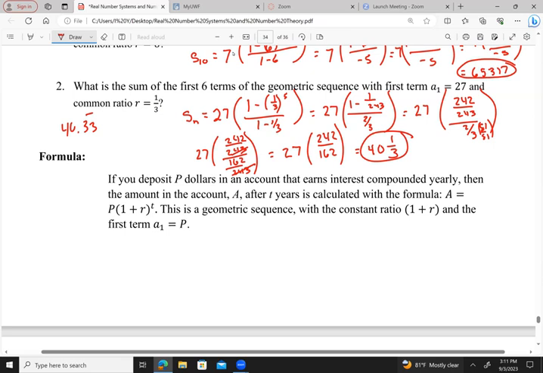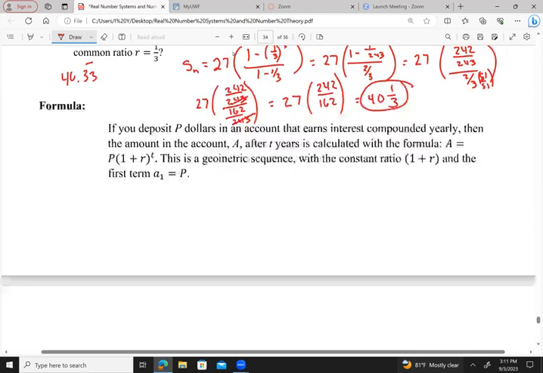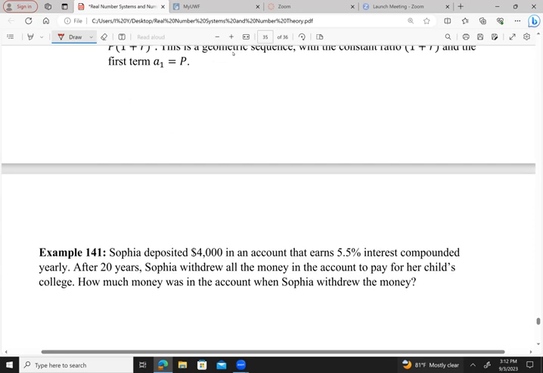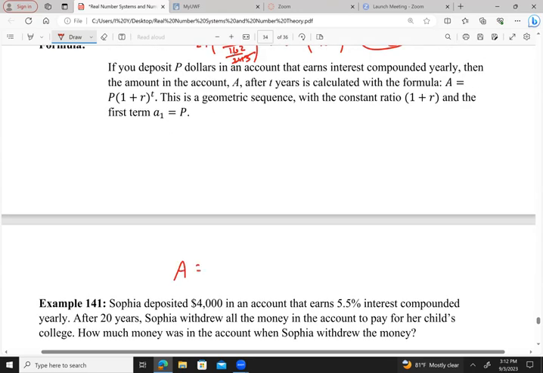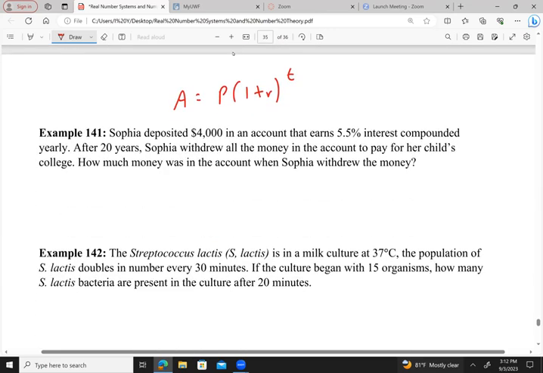Okay, so let's look at some real world applications of this. If you deposit P dollars in an account that earns interest compounded yearly, then the amount in the account A after T years is calculated with the formula A equals P times (1 plus R) to the T power. This is a geometric sequence with a constant ratio of 1 plus R and the first term A1 equals P. So let's rewrite that over here so we'll have it as we change the page.